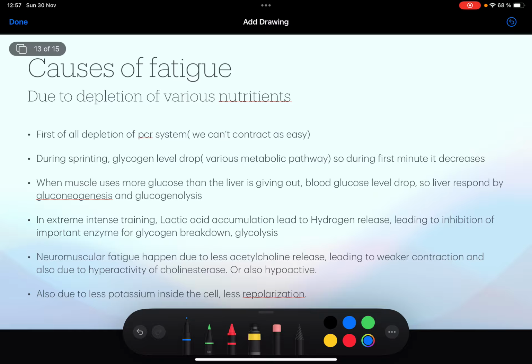But neuromuscular fatigue could also happen due to less acetylcholine being released, which leads to weaker contraction, or some enzymes being hyperactive or hypoactive. Also, because of less potassium inside the cell, there is less repolarization, so we can't stimulate the next cell to release an action potential and start to contract.